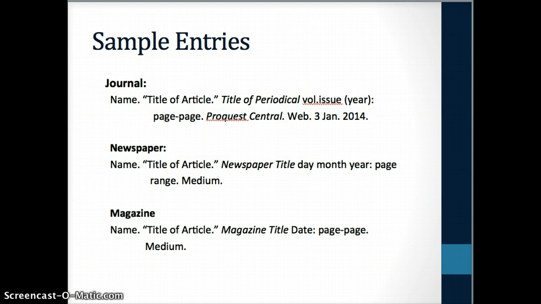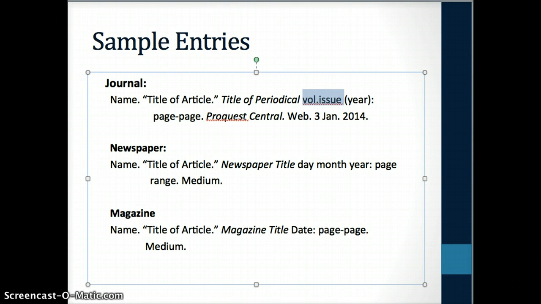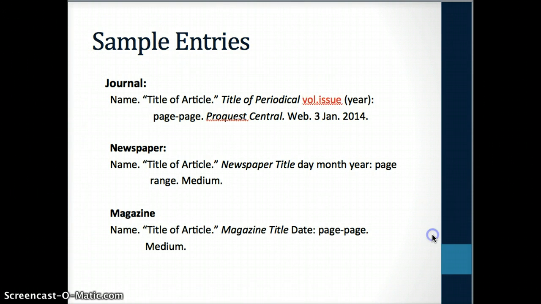So let's look at a couple sample entries. This is a journal, a newspaper, and a magazine. And as you can see, they all follow the same pattern. Author's name, title of article, title of periodical. After that, though, things get a little bit different. For a journal, you need the volume and the issue number, and you notate those with a period between them. You never write out volume 1, issue 1. It's just 2.3.